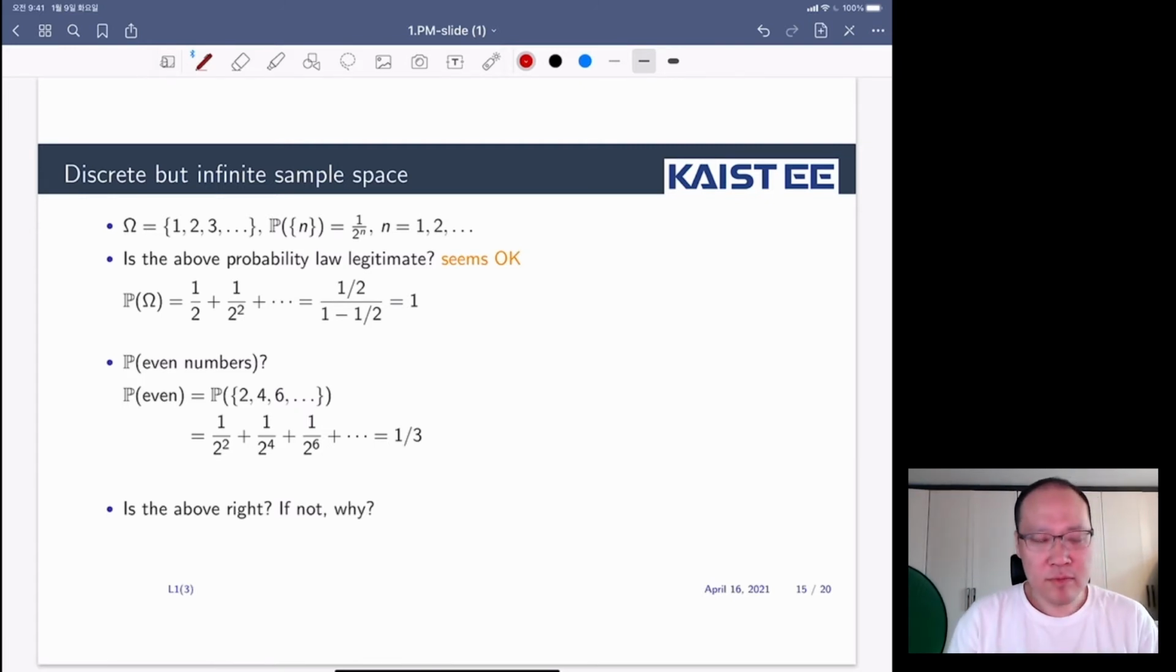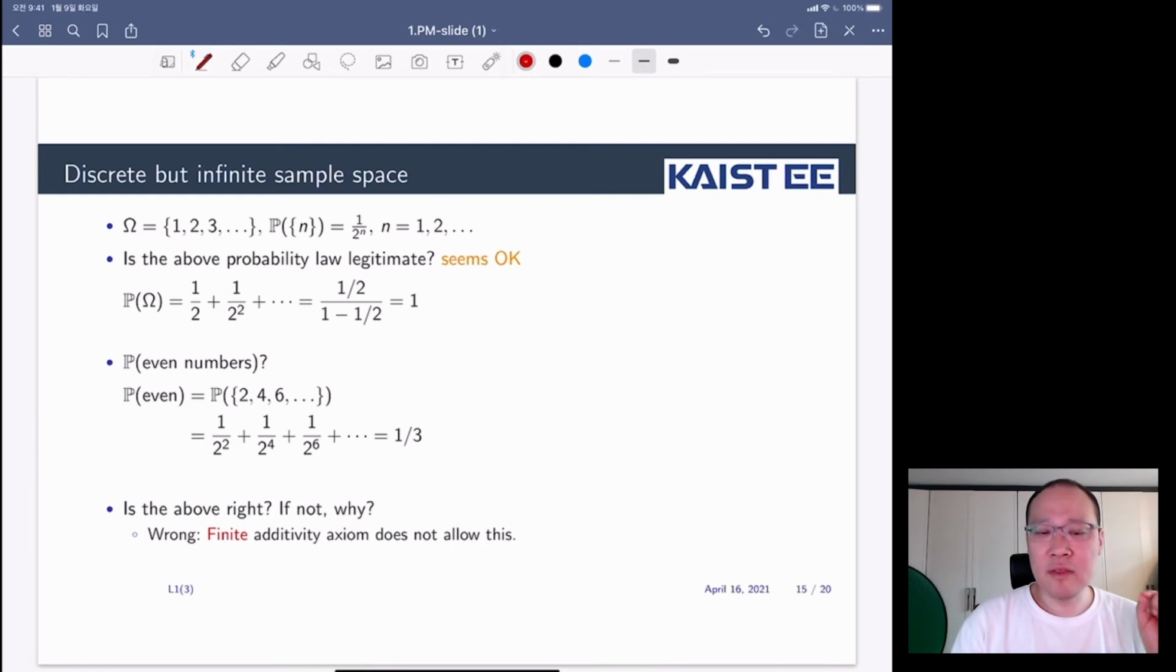Just think about it. Is this right or wrong? The answer is wrong. Why is the answer wrong? Because we just have the 3 axioms, where the third axiom is the finite additivity. It does not define any rule of making the summation of the infinite series. At the moment, we don't know whether our probability law allows this infinite series of summations.